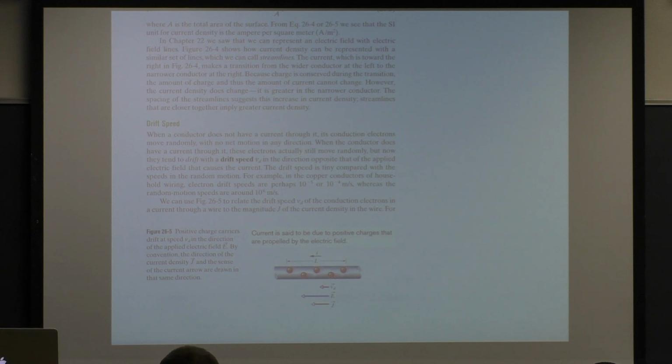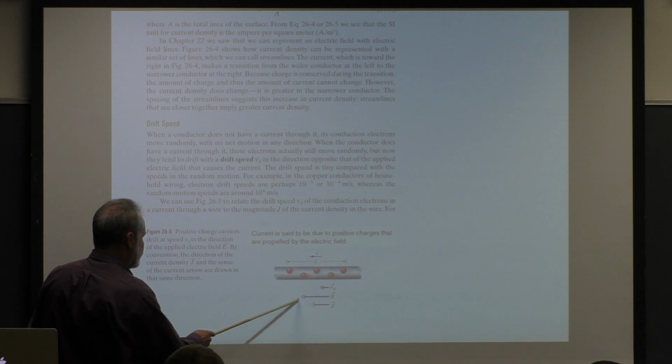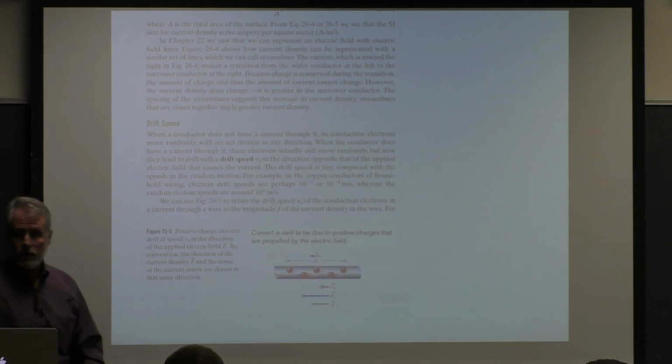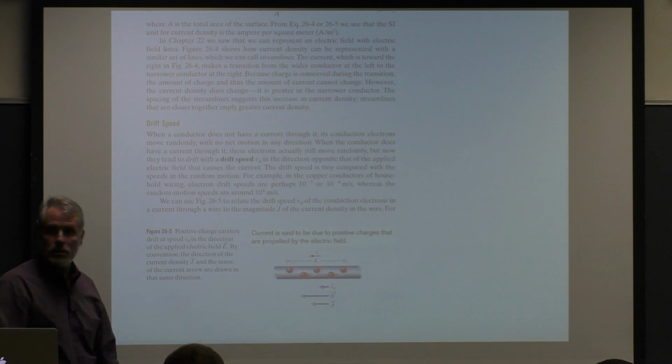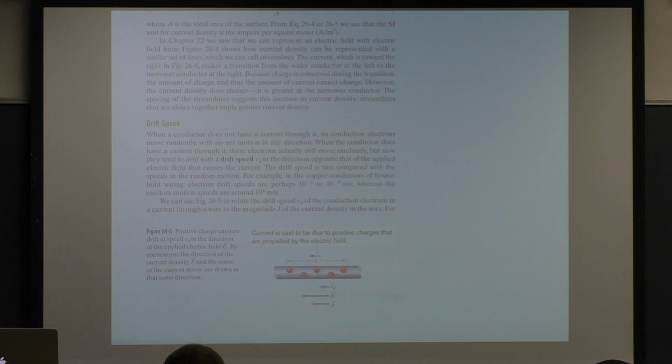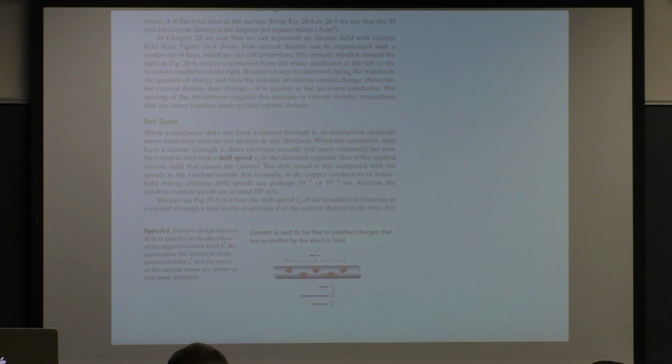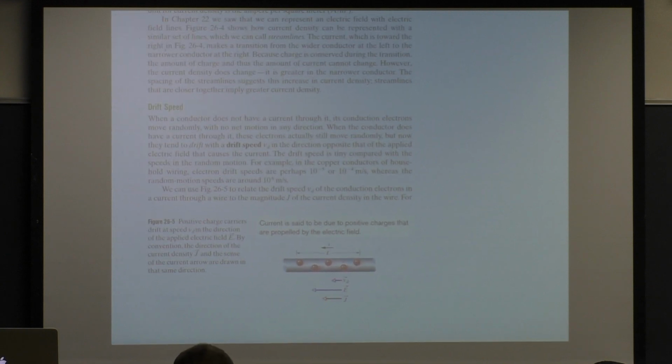So this figure is clear, right? Electric field, drift velocity, current density. In the same direction. Positive charges, right? And then you have another picture that seems to contradict that. So it says drift speed is in the direction opposite that of the applied electric field. For the electrons. Okay. That was my question.